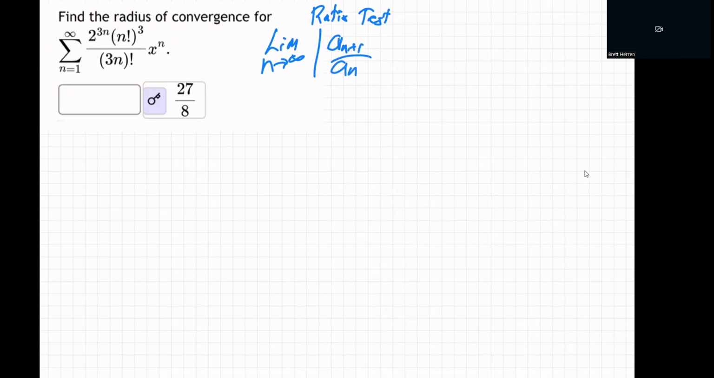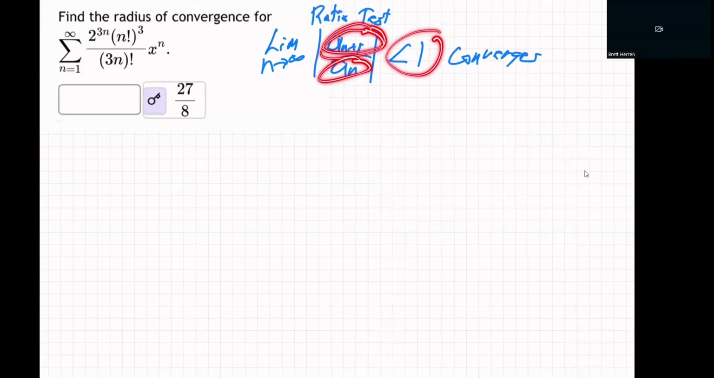a sub n. Wherever the absolute value is less than 1, the series converges. That's because a sub n plus 1, the next term, over the previous term, if that ratio is less than 1, means the next term is smaller than the previous term. The terms are getting smaller, so you can add them up to infinity and get a finite sum, because they're getting smaller and smaller and smaller. The series will converge wherever that happens.